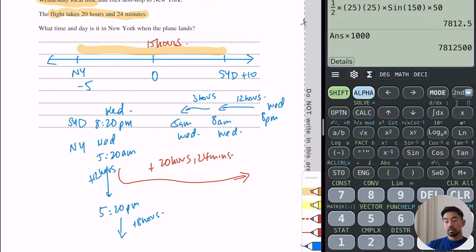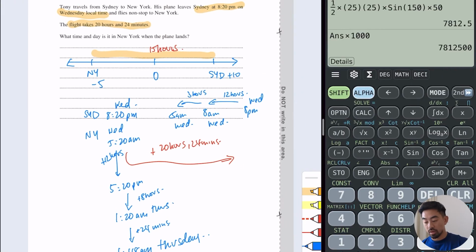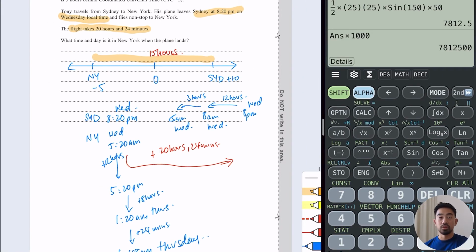It's going to be 4, 5, 6, 7 hours to get to midnight, 12:20, plus another 1 hour, so it's going to be 1:20 a.m. on a Thursday. And now we're just going to add the 24 minutes. So 1:44 a.m. on a Thursday. Okay, so I'm pretty sure that's right. So take the time to draw a nice diagram, and it's definitely going to help you.